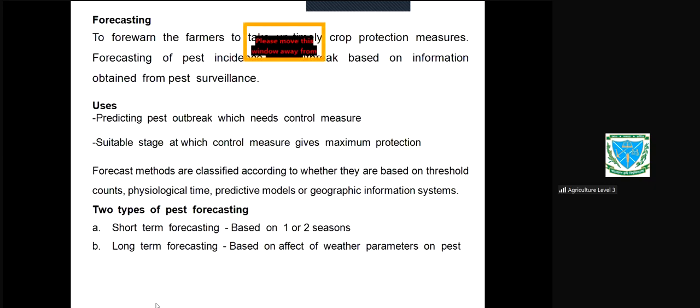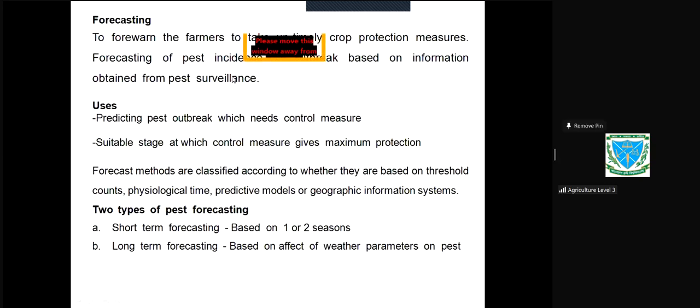To forewarn means to inform the farmers well ahead. Please, this pest is coming or this pest is available in your field. Take these actions. This would be the dose or this would be the way of application. And afterwards, the second time you have to apply this. And like this. Forecasting of the pest incidence or the outbreak based on the information obtained from the pest surveillance.